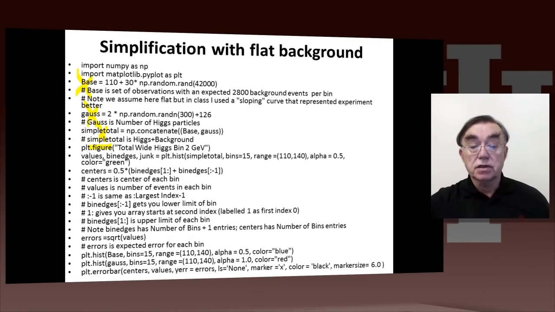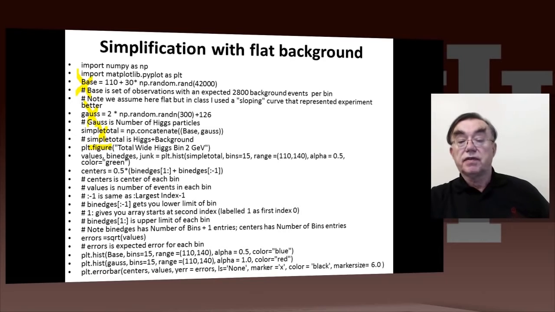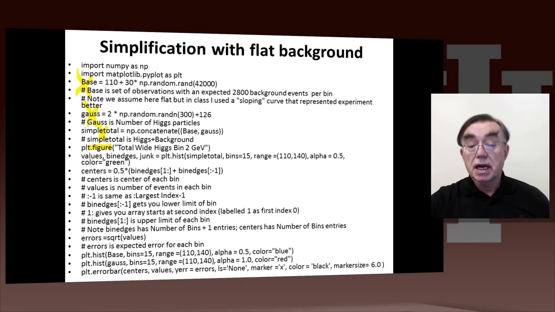The figure Python command defines a new figure, and we gave that new figure a name, total wide Higgs bin 2 GeV. And then we did a histogram of it, which is this histogram command. We have 15 bins, and we run the histogram from 110 GeV to 140 GeV, and we set the opacity alpha to be 0.5 and the color to be green. So this is just a real basic Python plotting command.